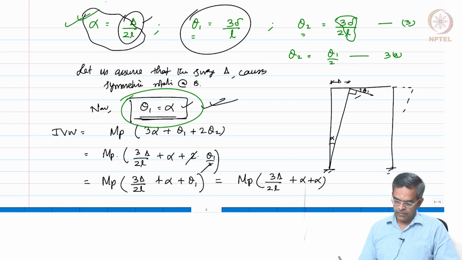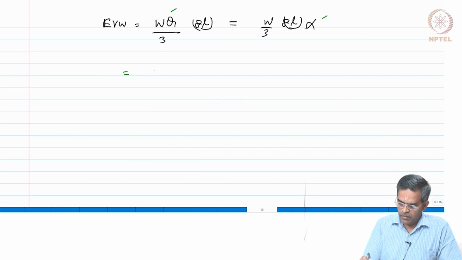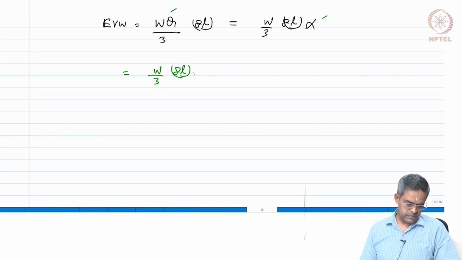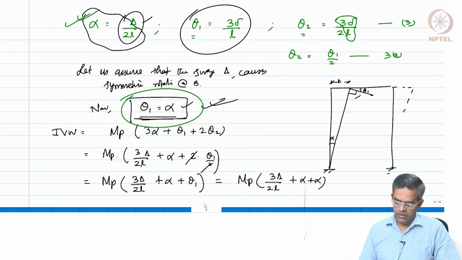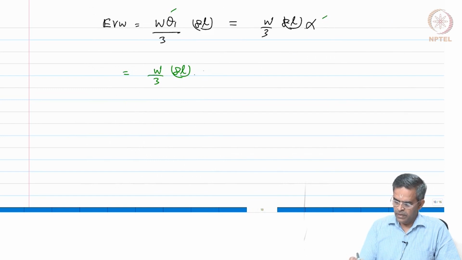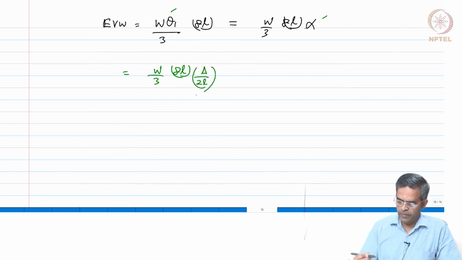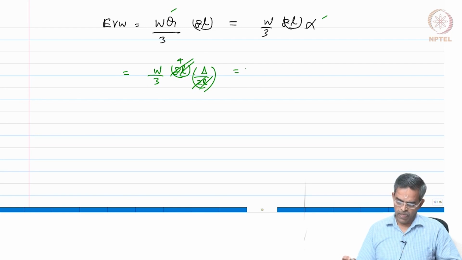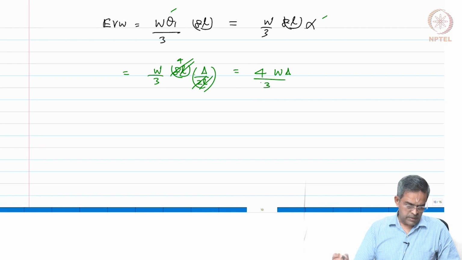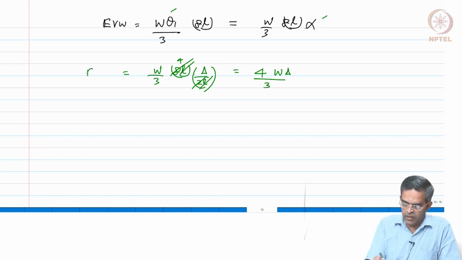So, let us do that, which will now become W by 3 8L. So, alpha is delta by 2L, is it not? Okay. So, L goes away and this becomes 4. So, that becomes 4W delta by 3, that is my external virtual work.